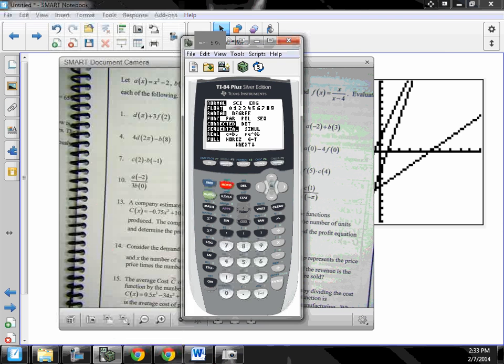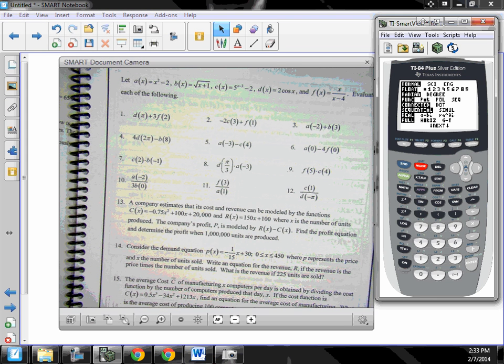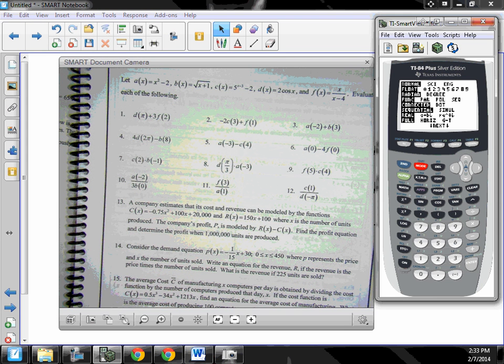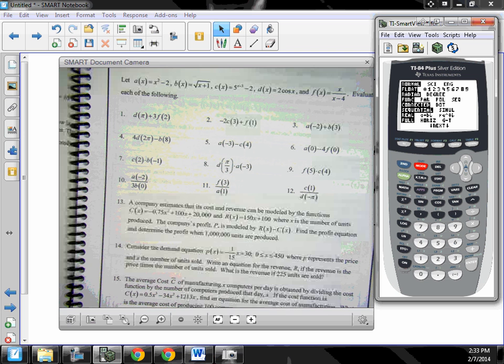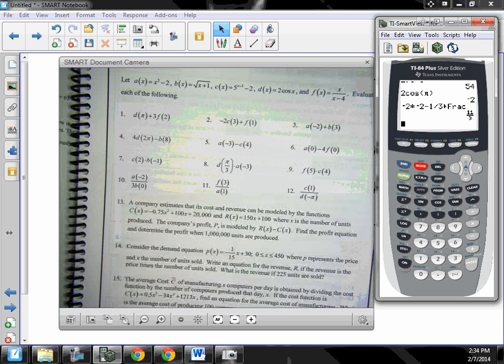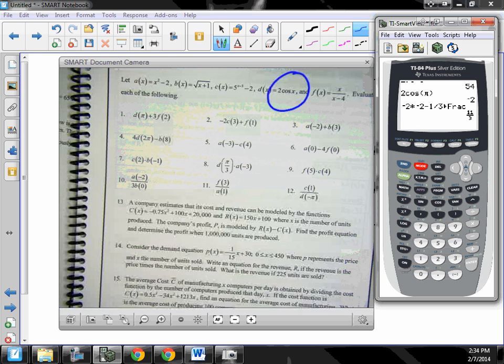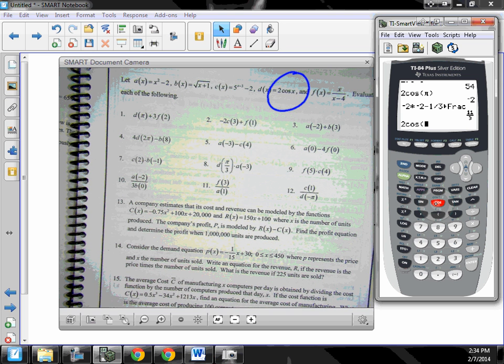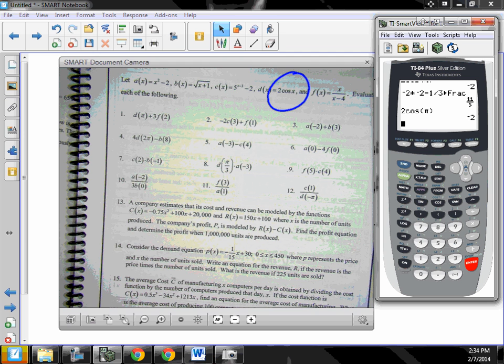All right, so number 1 says d of pi plus 3 times f of 2. So let's figure out what d of pi is. Function d says 2 cosine of x. So 2 cosine of pi is negative 2.